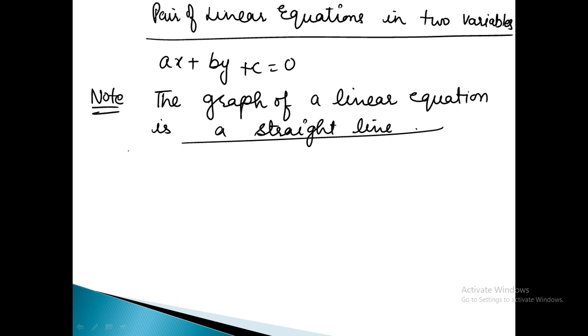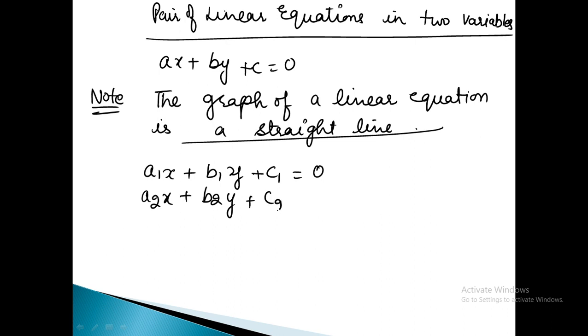Two linear equations in the same two variables are called a pair of linear equations in two variables. The most general form of a pair of linear equations is a1x plus b1y plus c1 is equal to 0, a2x plus b2y plus c2 is equal to 0. This is known as a pair of linear equations.